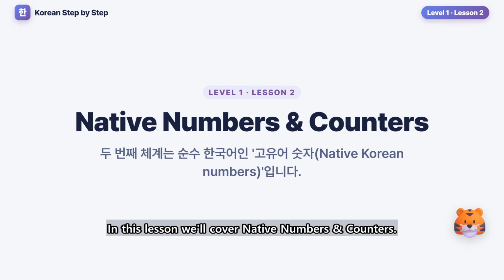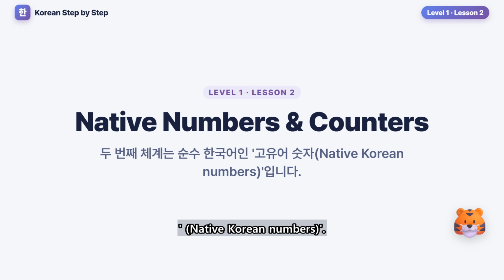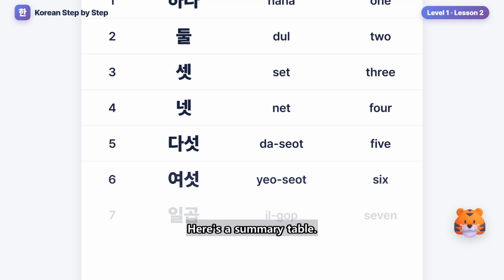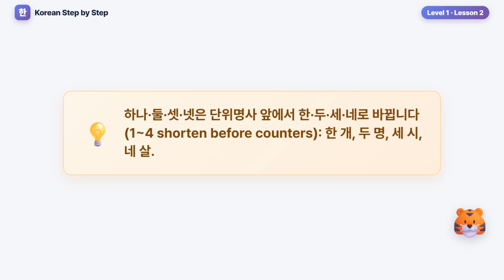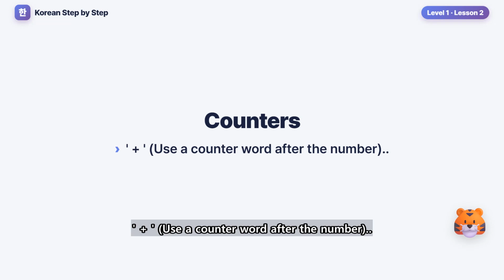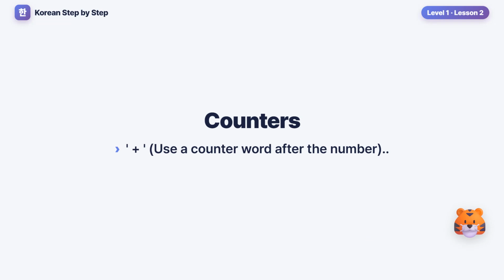In this lesson, we'll cover native numbers and counters. Native Korean numbers are used for counting things, and for hours. Here's a summary table. Let's read the examples. 1, 2, 3, 4, 5, 6. Use a counter word after the number.